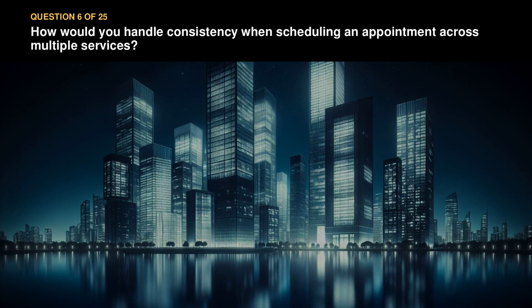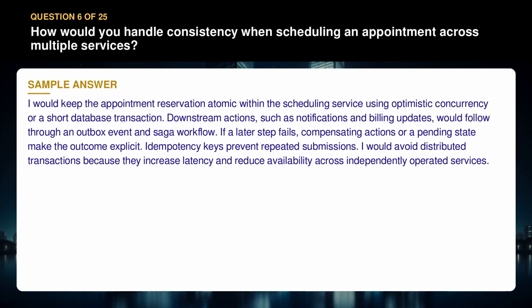Question 6. How would you handle consistency when scheduling an appointment across multiple services? I would keep the appointment reservation atomic within the scheduling service using optimistic concurrency or a short database transaction. Downstream actions, such as notifications and billing updates, would follow through an outbox event and Saga workflow. If a later step fails, compensating actions or a pending state make the outcome explicit.